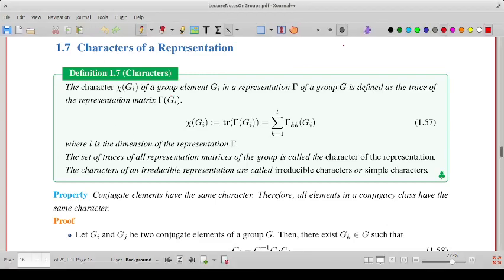Characters of a representation. Consider a representation gamma of a group G. That means for each element Gi of the group, there will be a matrix gamma Gi associated with it. Let the dimension of the representation be given by L. By that we mean that gamma Gi are square matrices of dimension L.